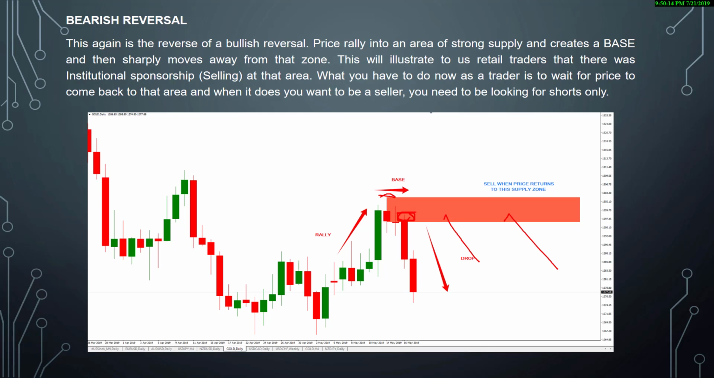As you have noticed, we first covered the basics of supply and demand, then we defined the trend lines, we defined the channels, the bull and the bear channels. Now we are looking at continuation patterns, which is the bullish and the bearish continuations. We've looked at when to buy and when to sell.